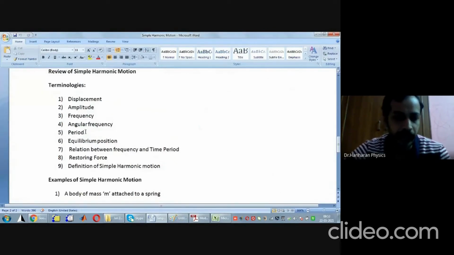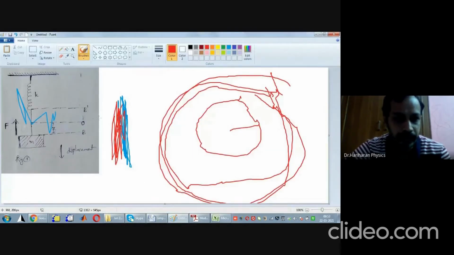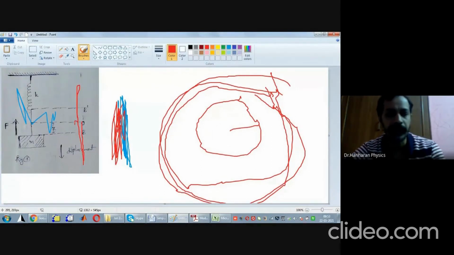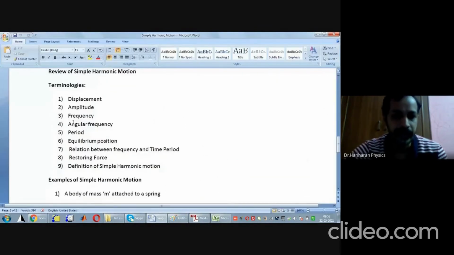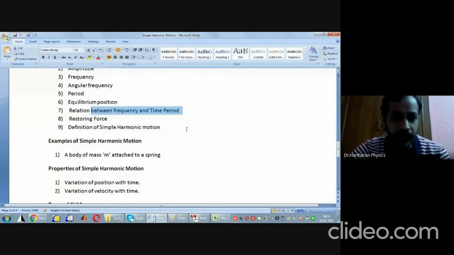Time period I already defined. What is time period? It is the time taken by the object to perform one complete oscillation is called time period. Okay, can you see here, for example, in my graph here? So if the particle makes one up and down motion, that time that it takes to make one oscillation is called time period. This is done. Next, equilibrium position is done. Relationship between frequency and time period is done. Okay, F is equal to 1 by T, I have already written.